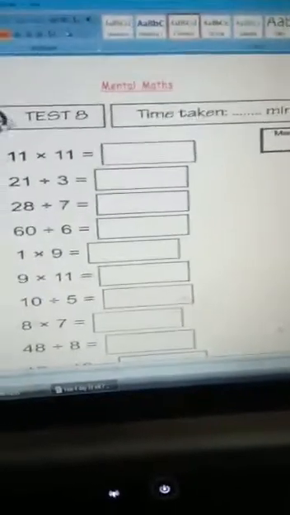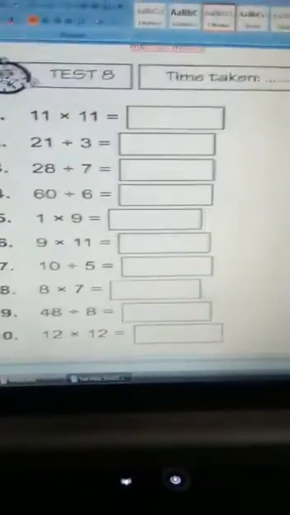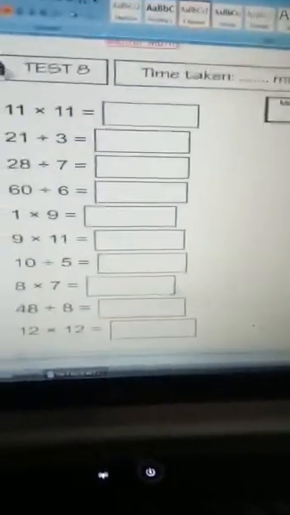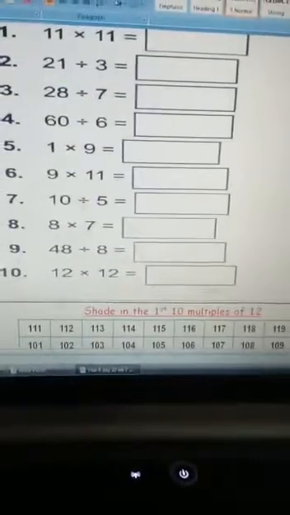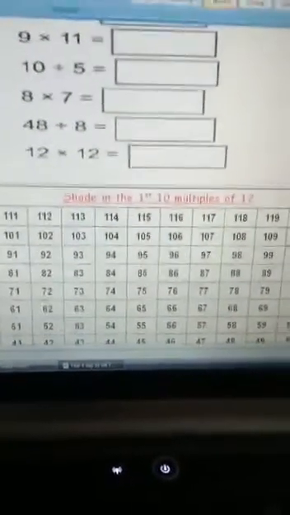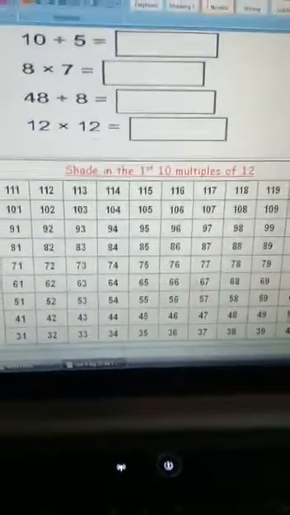Okay, we've got some mental maths work, 10 questions. See how quickly you can complete that, and then you can check your answers afterwards. Okay, we're going to look at the 12 times tables, multiples of 12.